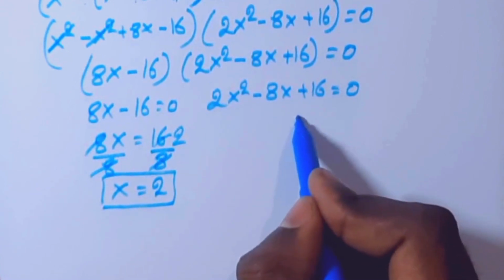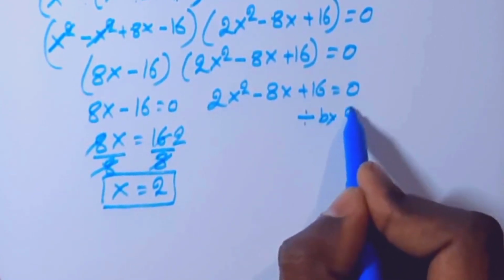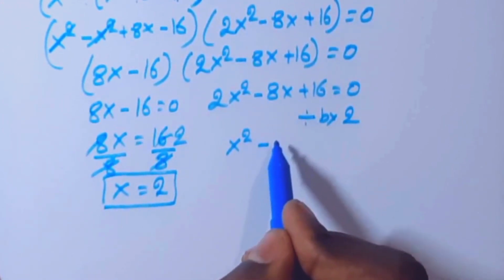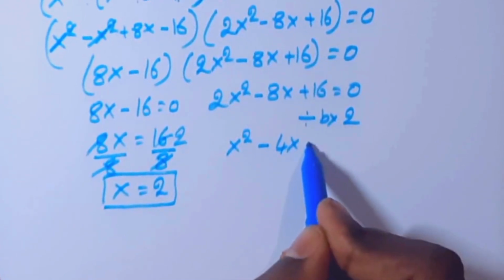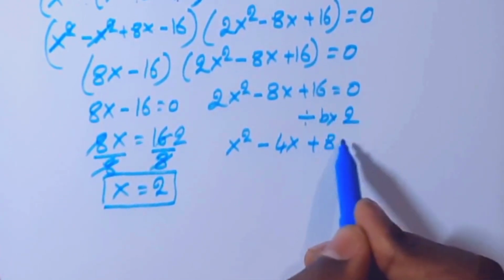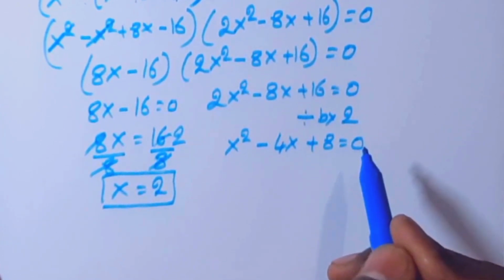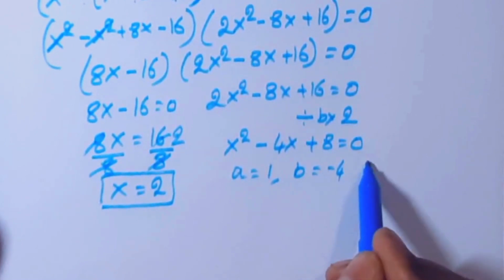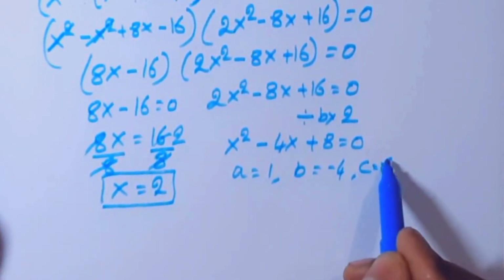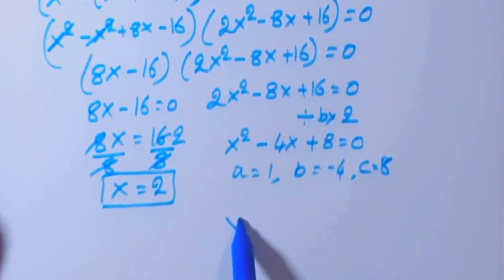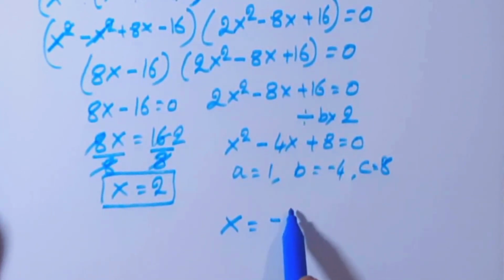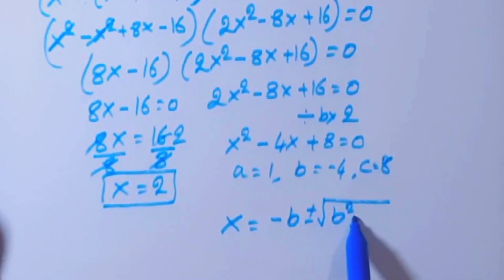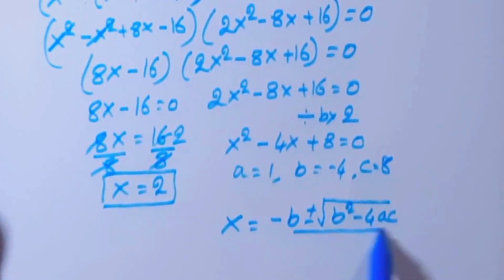Now divide this equation by 2. So x square, 8 divided by 2 is 4x, plus 16 divided by 2 is 8 equal to 0. A equal to 1, B equal to minus 4, C equal to 8. Now the quadratic equation formula is here. x equal to minus b plus or minus square root of b square minus 4ac by 2a.